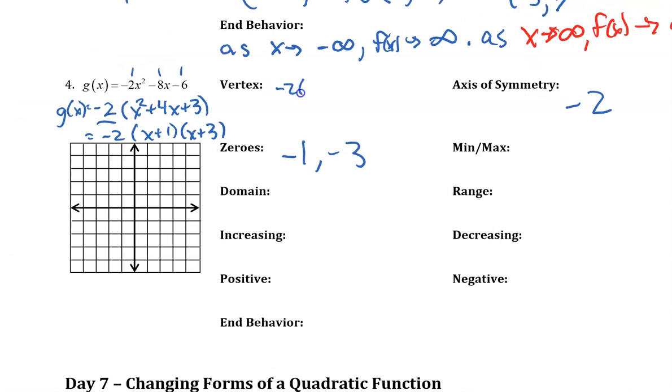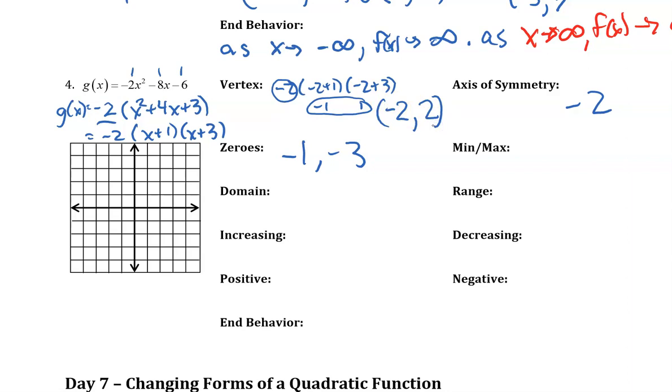The vertex will put in negative 2. So negative 2 times negative 2 plus 1 times negative 2 plus 3. Negative 2 plus 1 is negative 1. Negative 2 plus 3 is positive 1. So those two multiply together, make negative 1. We multiply that by negative 2, we get positive 2. So our vertex is negative 2, positive 2. We'll go ahead and plot that.